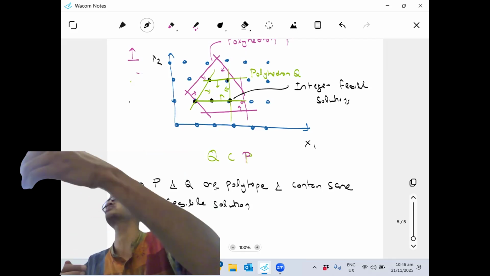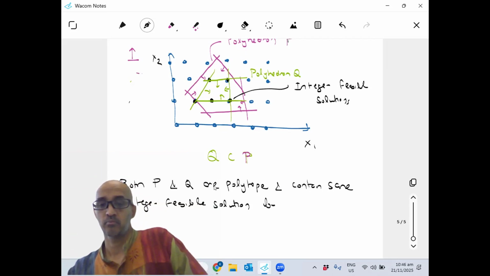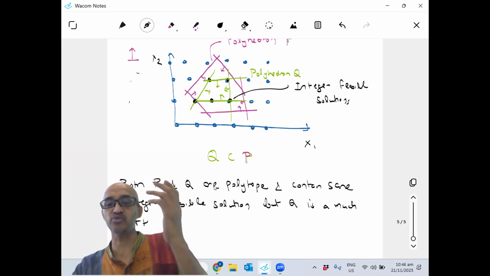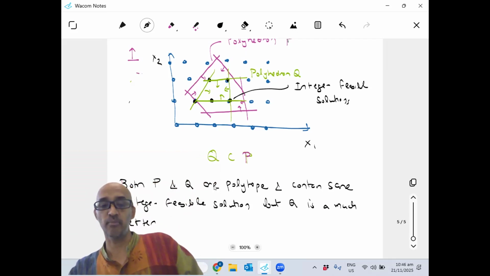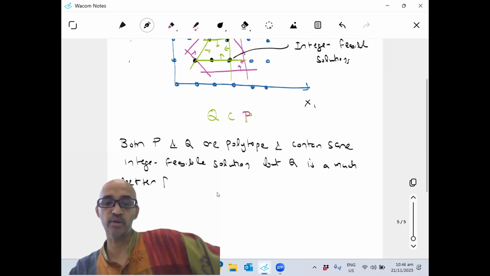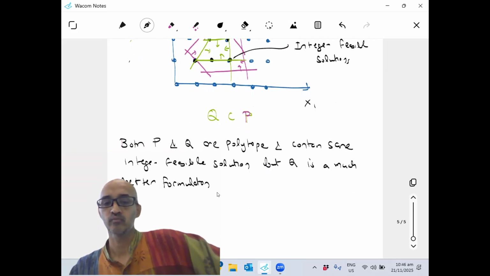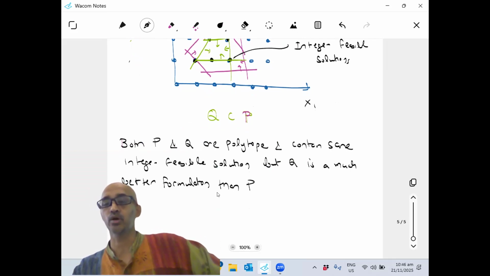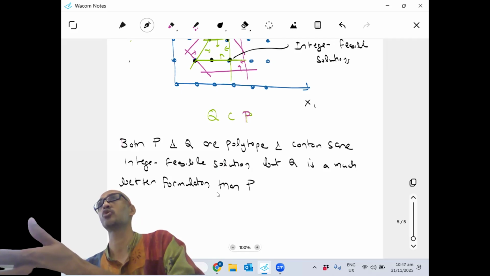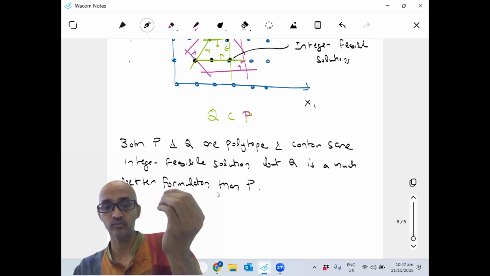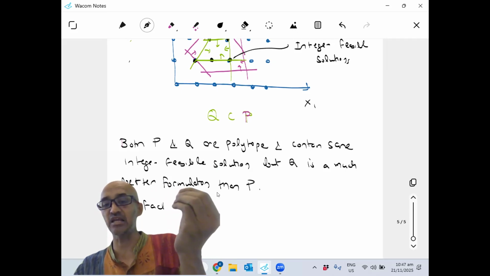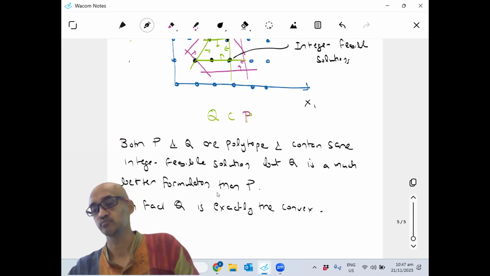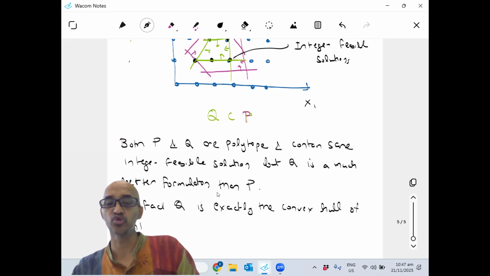But clearly, Q is much better than P. In fact, it is not only much better, it is the tightest formulation for this problem. It is a much better formulation than P because Q is contained in P. Q is exactly the convex hull of the integer feasible solutions.